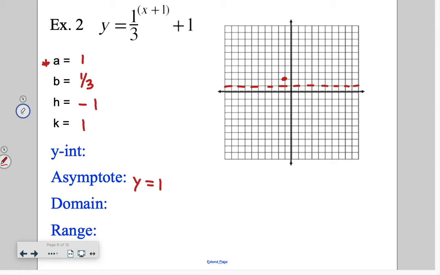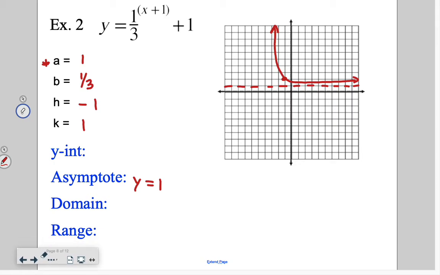Because of that being shifted up 1, the asymptote goes up 1 with it. And we said in general, this is exponential decay, so we can sketch that in. And there's at least a decent sketch. We will find one more point. We'll put the y-intercept down there again in a second.